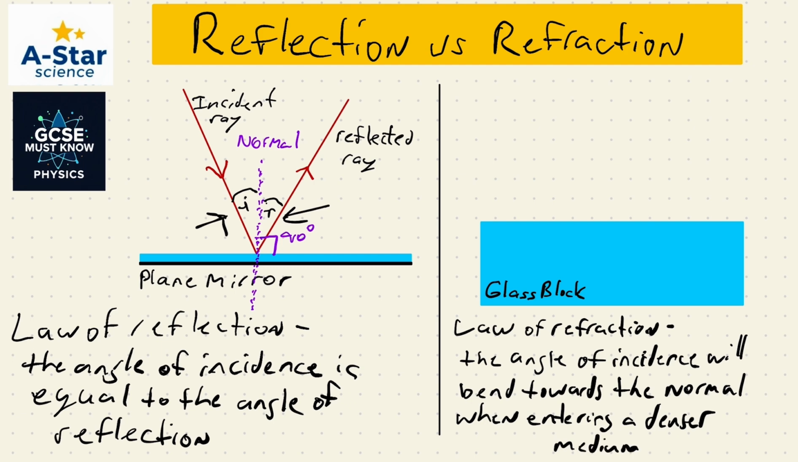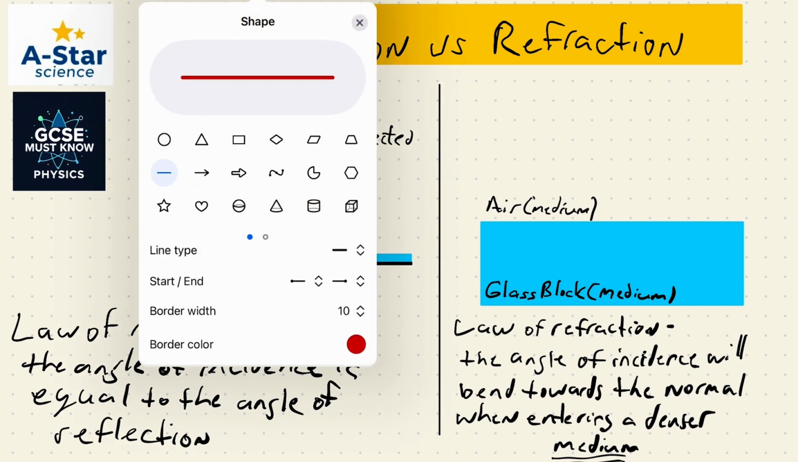Now, what's a medium? A medium is any material, any matter that a light ray, in this case, or a wave, is passing through. So in this case, the glass block is a medium. And on the other side of the glass block, we have air, which is also a medium. So let's draw another light ray coming in to that surface.